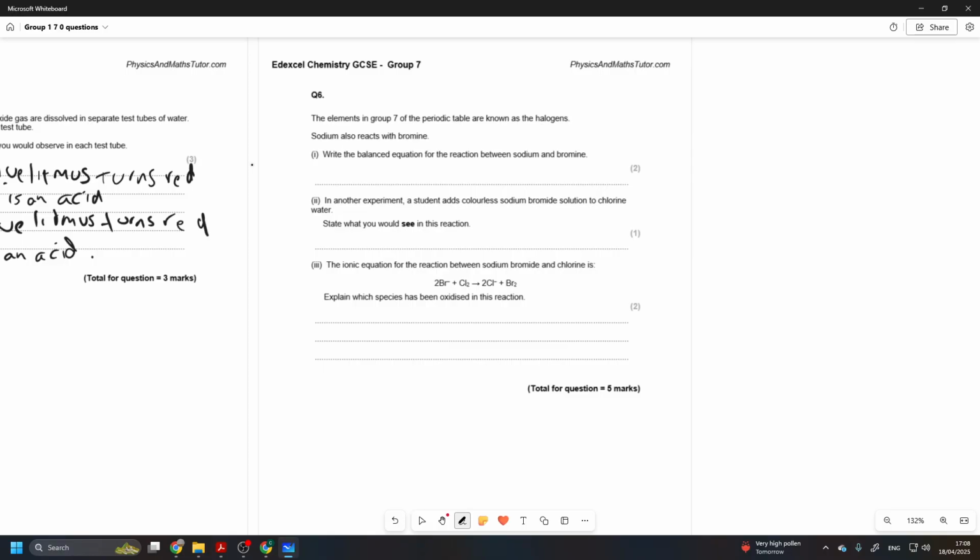The elements in group 7, yeah, there we go. The elements in group 7 of the periodic table were known as the halogens. Sodium also reacted with bromine. Write the balanced equation for the reaction of sodium and bromine. So we've got sodium plus bromine. Now remember, bromine being a halogen is Br2. When sodium and bromine form a compound, it will just be NaBr. Think sodium and chlorine, NaCl.